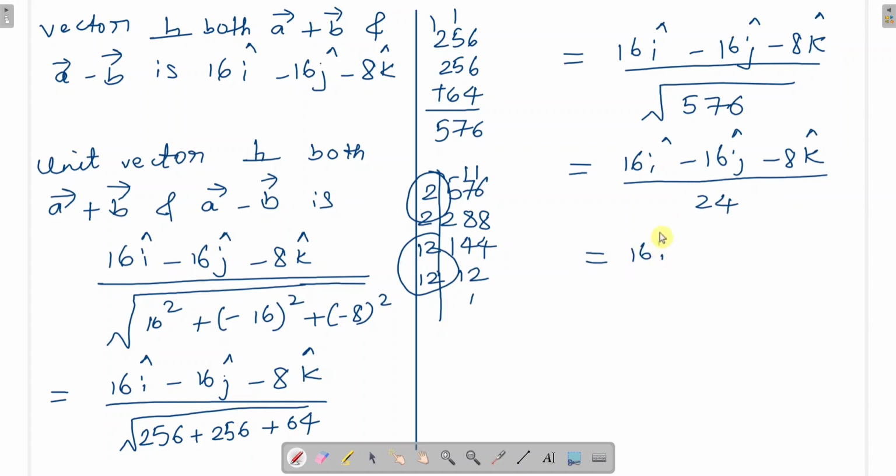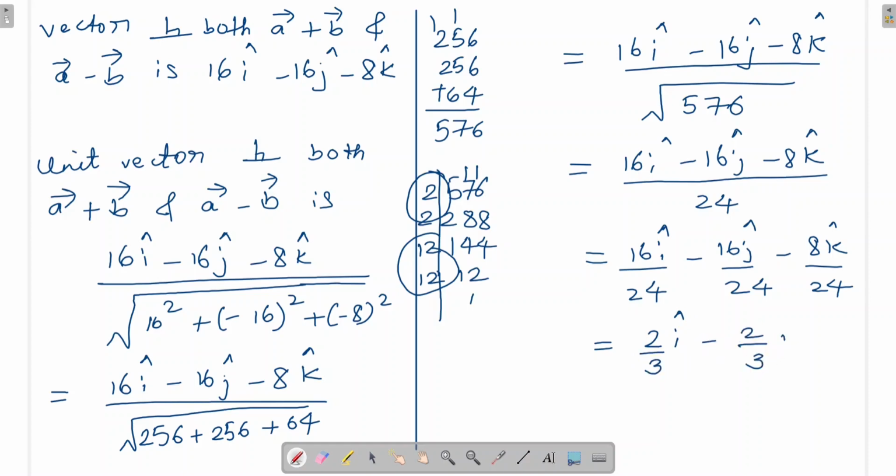So 16 i cap divided by 24 minus 16 j cap divided by 24 and minus 8 k cap divided by 24, right? So what you will get here? 8 2s are 16, 8 3s are 24. So that is 2 i cap by 3 minus again 2 by 3 j cap, and 8 1s are 8, 8 3s are 24. So minus 1 by 3 k cap. Okay, so this is the answer.